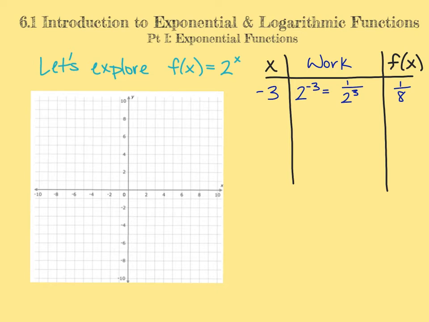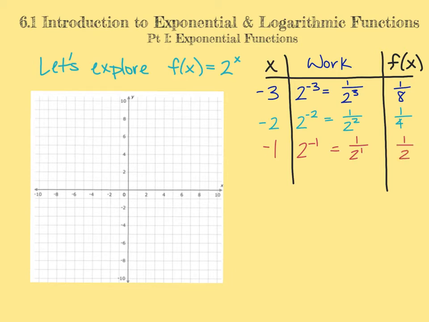Let's try -2. If we plug -2 in, we'll have 2 to the -2nd, and that really means 1/2 squared, which is 1/4. So note that raising an integer here to a negative doesn't output a negative, right? We didn't get -8 and -4. Instead, we got 1/8 and 1/4. Then if we want to raise 2 to the -1st, we'll have 1/2 to the first, which is just 1/2.